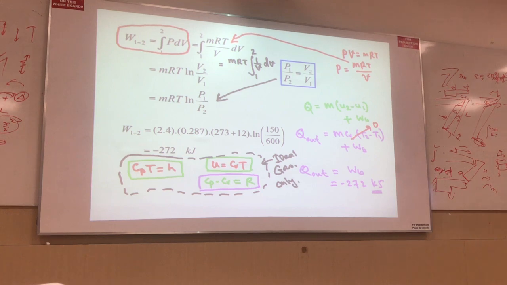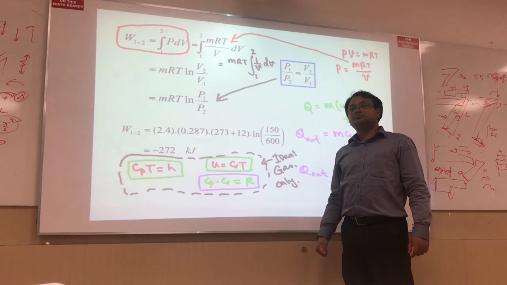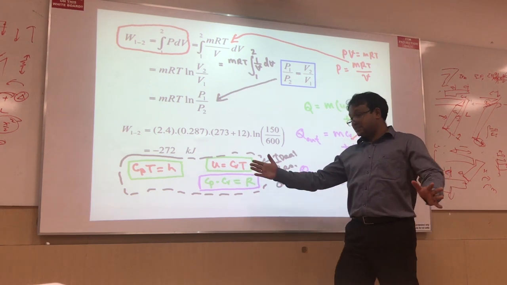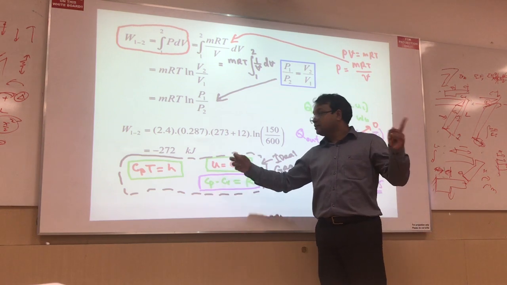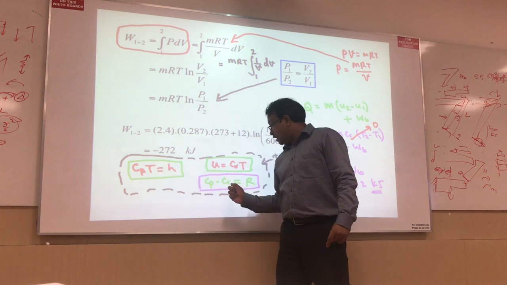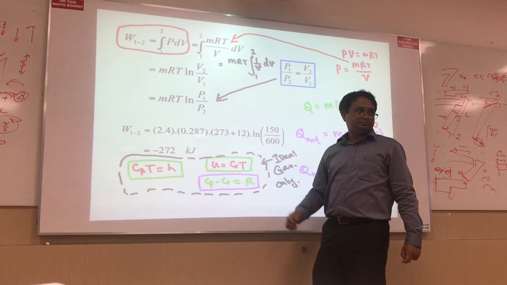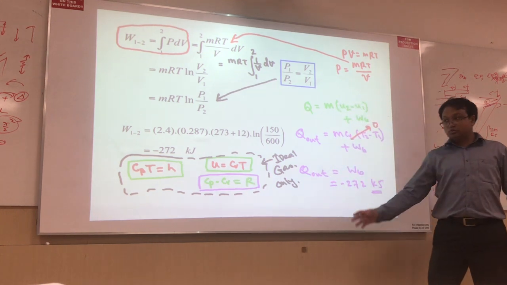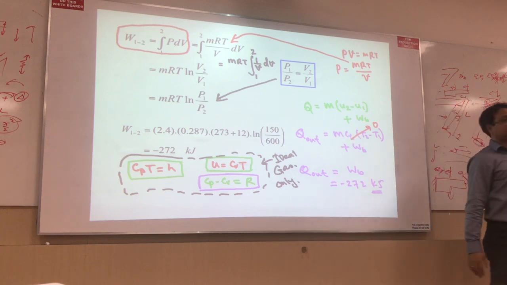Okay? All these are valid for ideal gas only. For real gas it is different. For ideal gas, U is a function of temperature only. H is a function of temperature only. So Cp minus Cv is equivalent to the gas constant R. You should know this. Try to memorize these three. Don't forget.